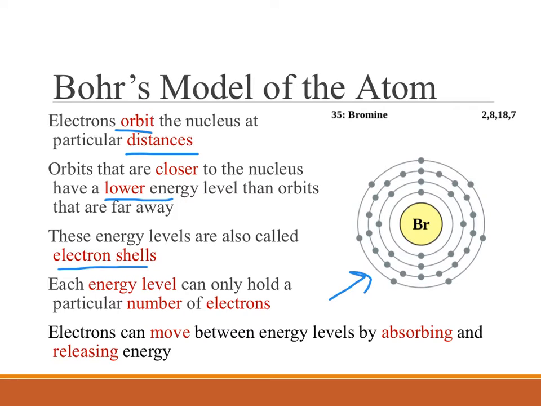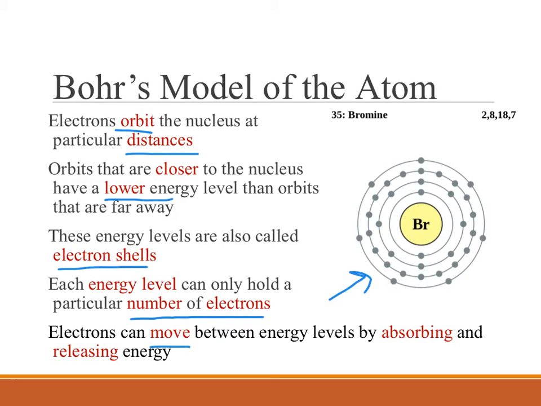Another important assumption of Bohr's model is that each energy level can only hold a particular number of electrons. So that first energy level here, closest to the nucleus, can only hold 2 electrons. The next level out can only hold 8.